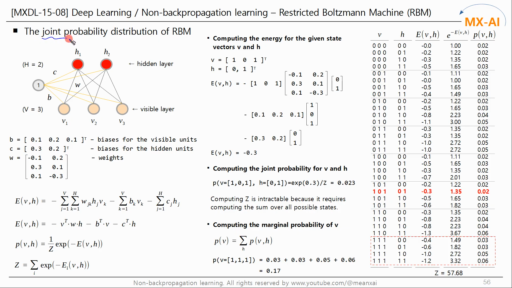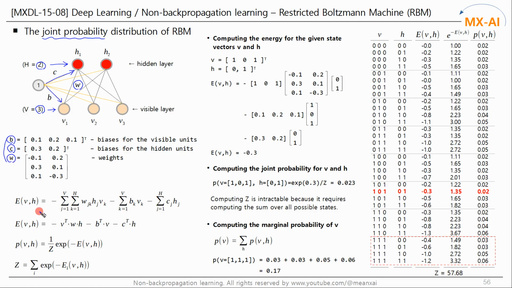Let's compute the joint probability distribution of visible and hidden units using a simple example. Let's use a simple restricted Boltzmann machine with 3 neurons in the visible layer and 2 neurons in the hidden layer. Let's assume that the parameters of this network are as follows. B is the bias for each visible neuron, and C is the bias for each hidden neuron, and W is the weights between visible and hidden neurons.